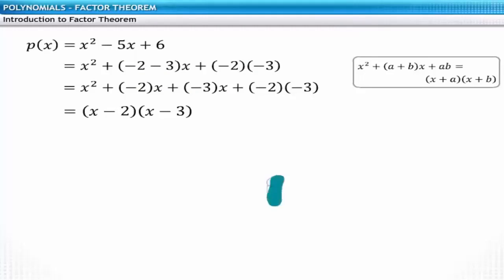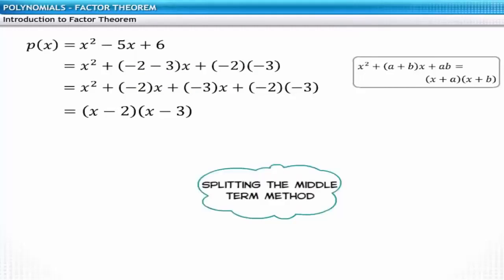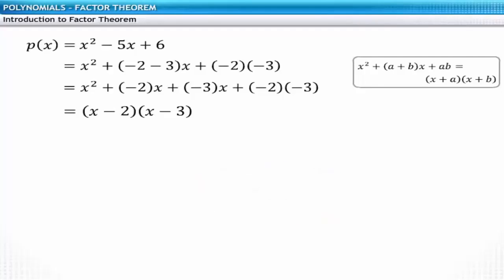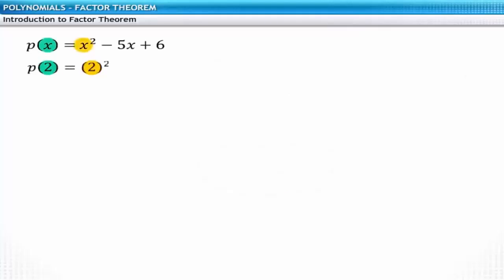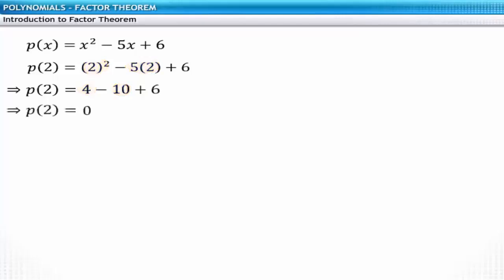This method of factorization of a polynomial is also known as splitting the middle term. The factors of this polynomial are x minus 2 and x minus 3. Now, we'll substitute x equal to 2 in the polynomial. We get p of 2 equal to 0.